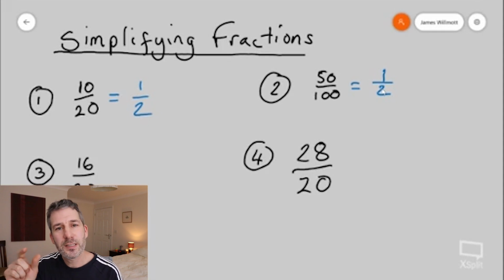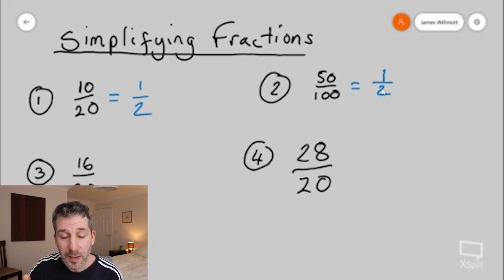So we need particular techniques to help us to simplify them down, particularly when the numbers are a bit harder. And really that comes down to having a good knowledge of your times tables and being able to find factors of numbers, which follows on from having a good knowledge of your times tables. So let's move on. I'll do a few more examples and I'll explain what I mean, and I'll show you the specific techniques.